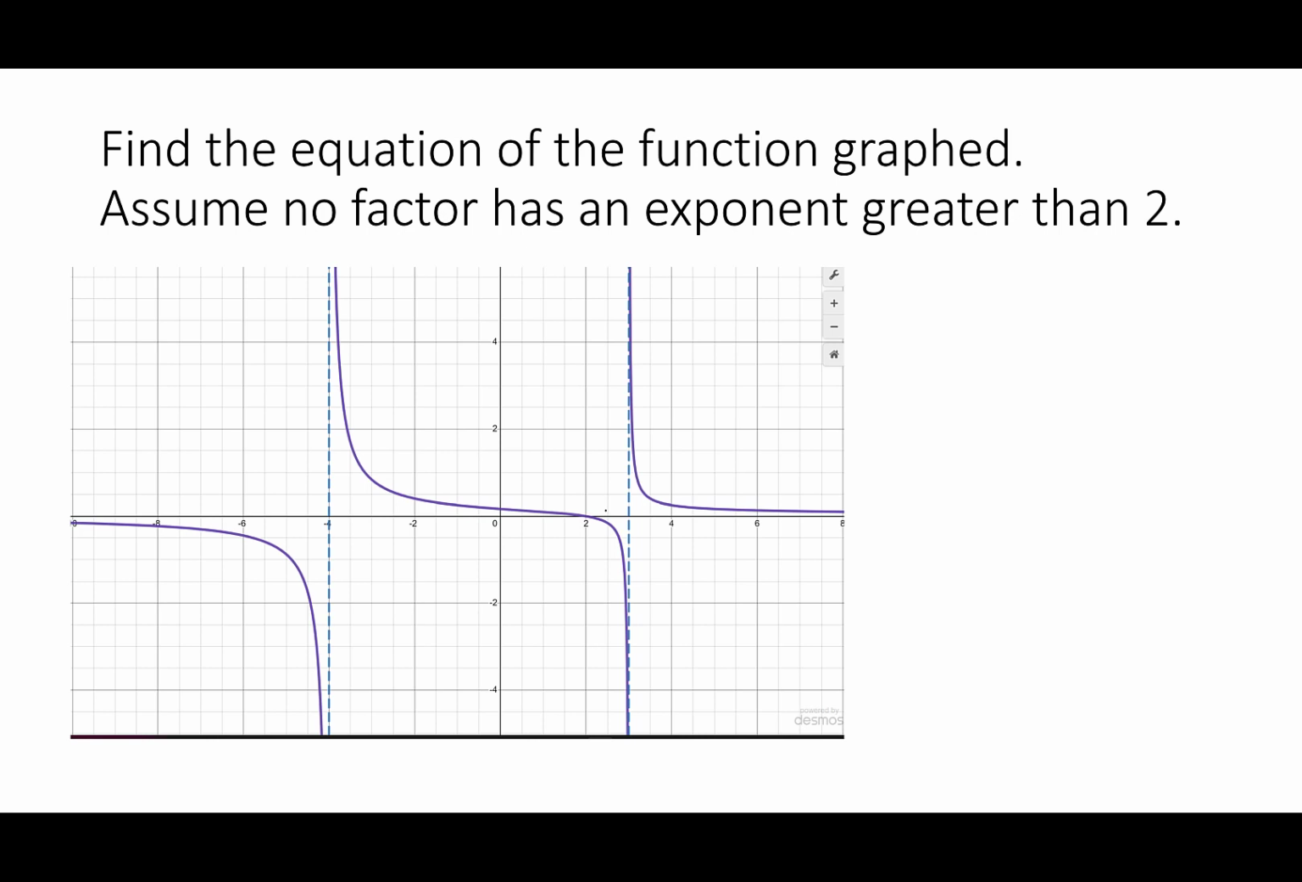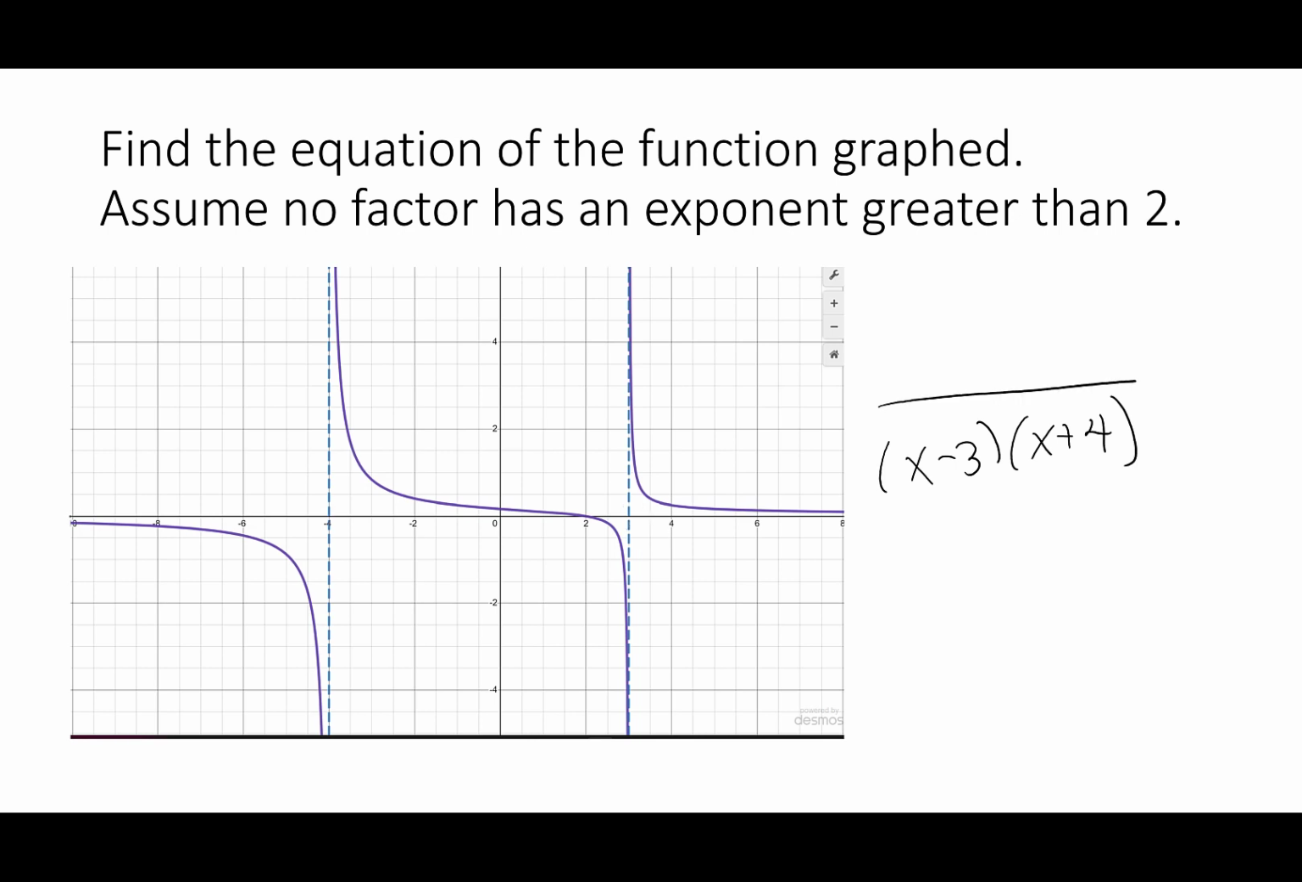But what's going to help me is I can see vertical asymptotes, I can see intercepts, I can see horizontal asymptotes, so that should lead me to what the equation is. So first off, let's just look at this asymptote. I see one at 3 and I see one at negative 4, so that says x minus 3 and x plus 4 should be in the denominator of the function.